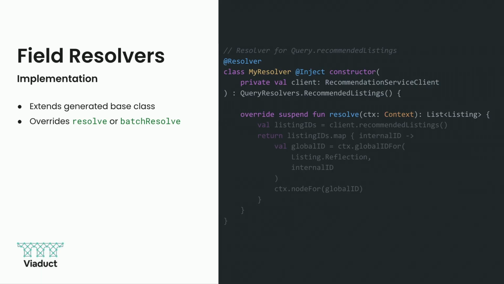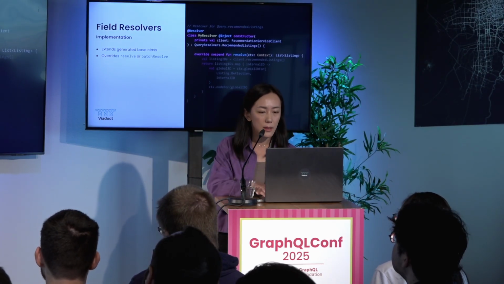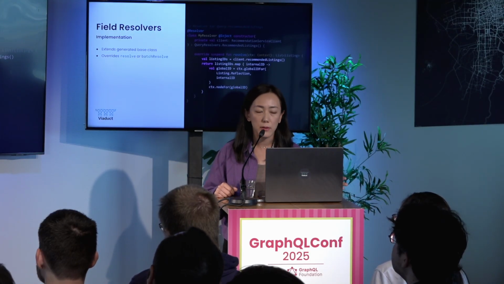And so here now, this is an example implementation of that recommended listings field resolver. So as you can see, you provide an implementation by subclassing the generated base class. And here we can inject the recommendation service API client into the class and use that within our resolver. Then you choose to implement either resolve or batch resolve. And in this case, since the recommendation service doesn't provide a batch endpoint for this, and we also don't suffer from the N+1 problem, we're going to implement resolve. And the implementation just calls the recommendation service, gets back a list of listing IDs, and creates listing objects for each of those IDs.